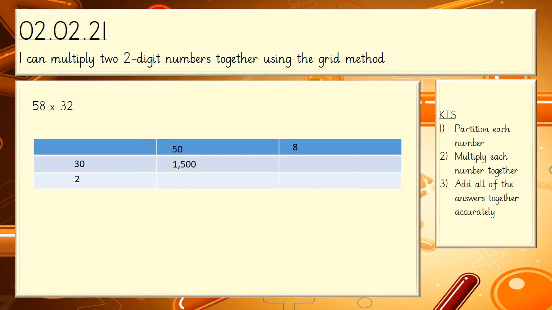30 times 8, do 3 times 8, and then put the extra 0 on the end. You get 240, because 8 3s are 24, and then with the extra 0, because 30 is 10 times greater, 240. Then 2 times 50 would be 100, and then 2 times 8 would be 16. So now that you've got those 4 answers, what are you going to do? You're going to need to add those 4 numbers together. So what method might you use to help you to solve this accurately?